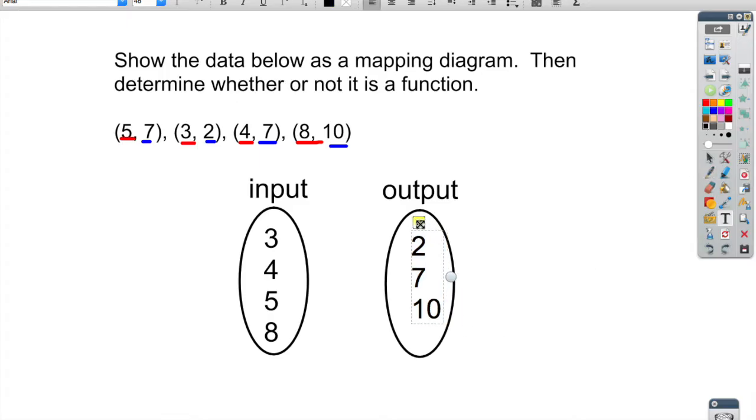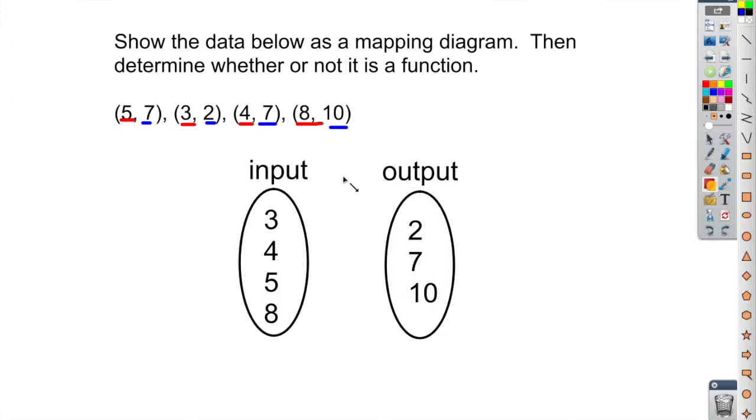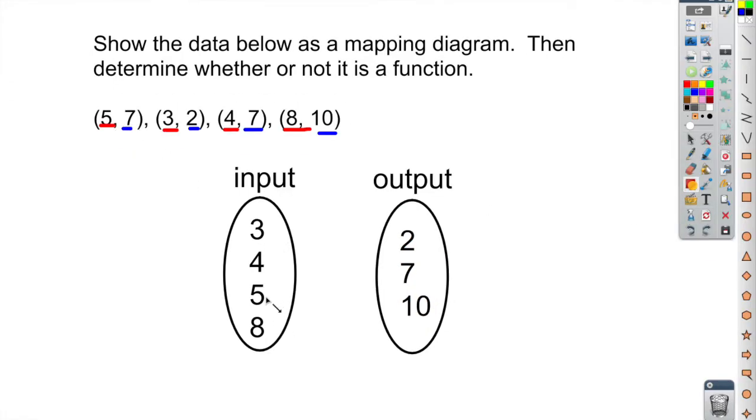All right, now I put my arrows back in. 5 is paired with 7. So from 5 to 7, 3 to 2, 4 to 7, and 8 to 10. All right, and I ask myself the question, is it a function or not? Now this one is a function.